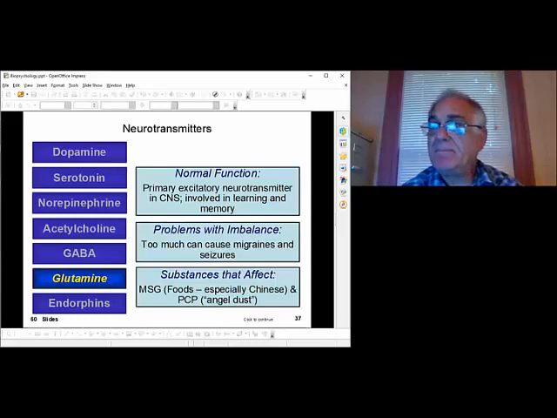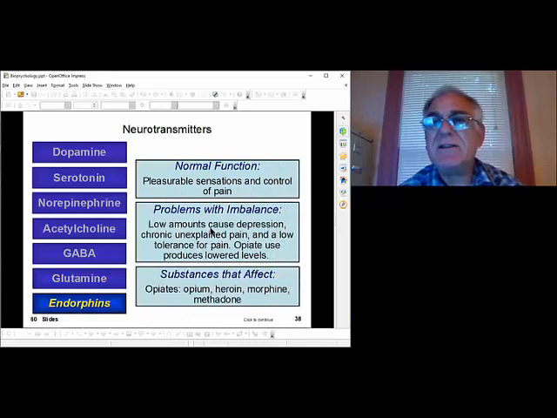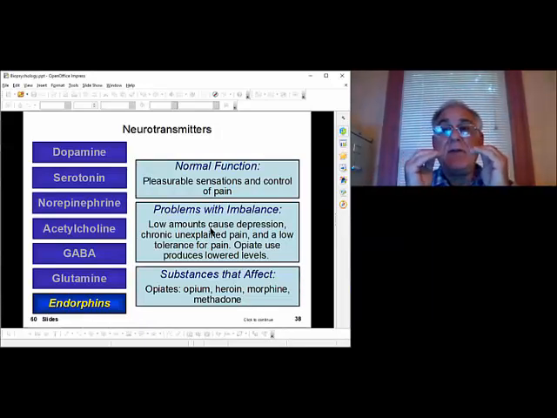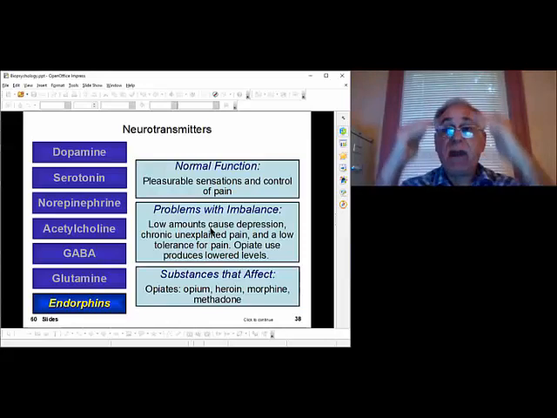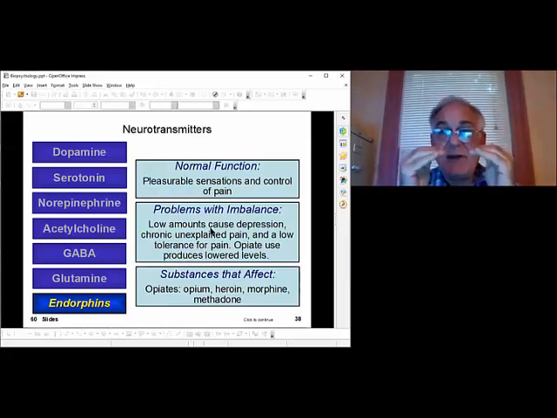The last one is endorphins. Endorphins are very interesting because they're one of the reasons why we get addicted to substances. They are responsible for our pleasure sensations and for the control of pain. You have a certain amount of endorphins in your system. Some have more, some have less. But let's say this is a normal amount of endorphins in your system. And this is normal, and it goes up and down, but it stays within this range.